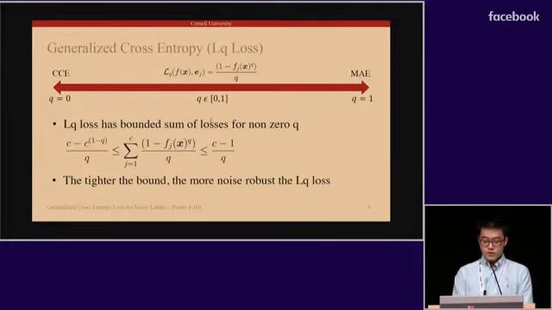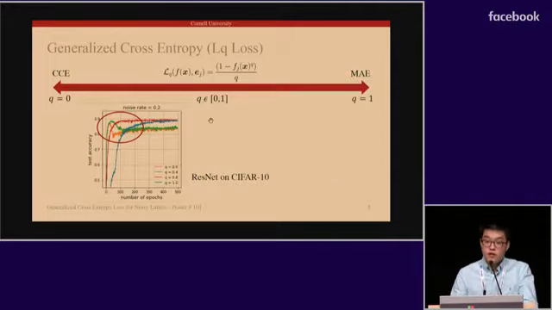What results is a set of loss functions with a parameter q. When q is set to be 1, it is equivalent to mean absolute error with probabilistic output, and in the limit of q equal to 0, it is equivalent to cross-entropy loss. Although Lq loss is not symmetric, it has a bounded sum of losses for non-zero q's, and the larger the q value, the tighter the bound. In this work, we showed that the tighter the bound, the more noise robust the loss function. However, larger q is not always preferred.